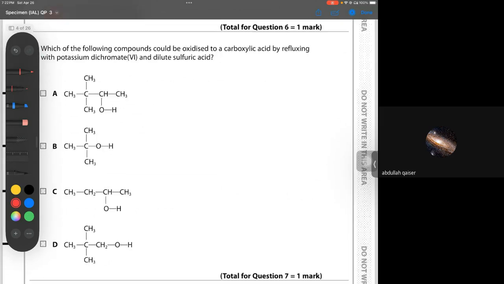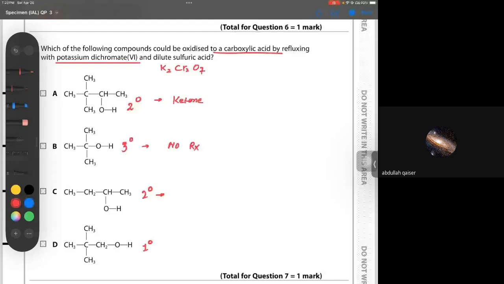Which of the following compounds could be oxidized to a carboxylic acid by refluxing with potassium dichromate and dilute sulfuric acid? Potassium dichromate, K2Cr2O7, is an oxidizing agent. They are saying oxidized to a carboxylic acid. This is your secondary alcohol. This is your tertiary. This is your secondary alcohol.